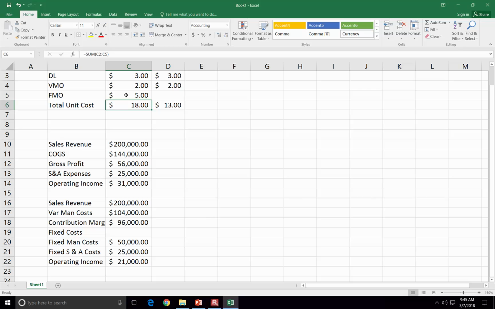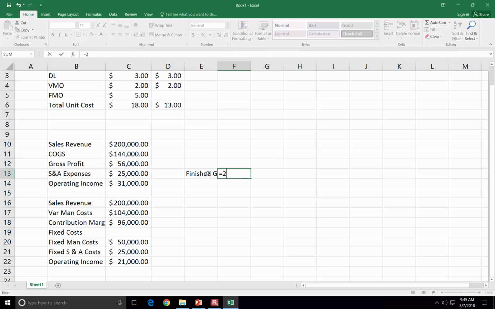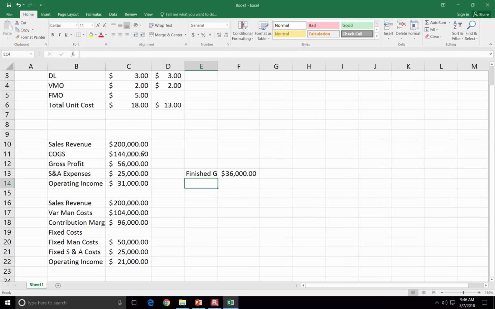Third, calculate the balance of the finished goods inventory on March 31st using absorption costing and variable costing. So I'll just do that out here, finished goods. In essence, it'd be the number of units we have left over, right, which is 2,000. Because we produced 10,000, we sold 8. So 2,000 units times the unit cost. So under absorption costing, it's 36,000. And under variable, it's going to be the 2,000 units that are left over times the $13 per unit cost, or 26,000.